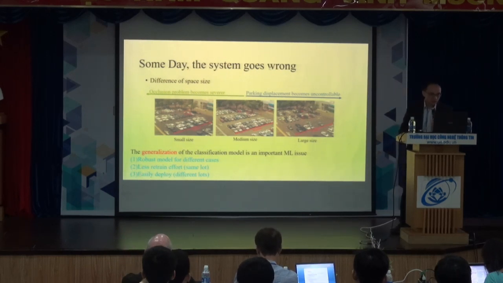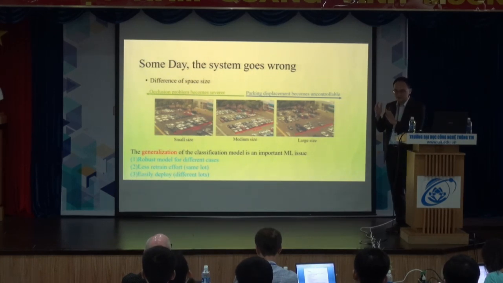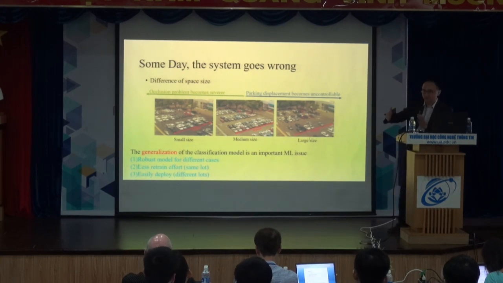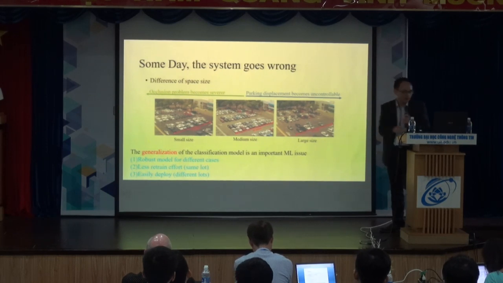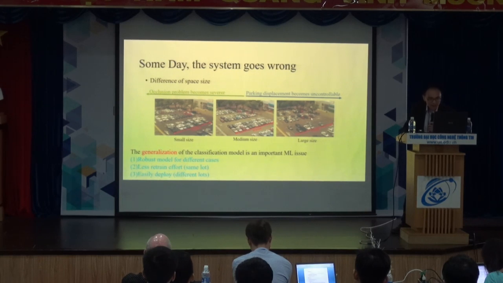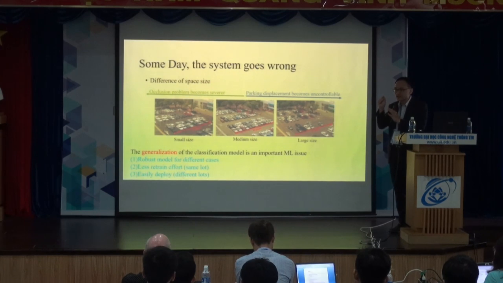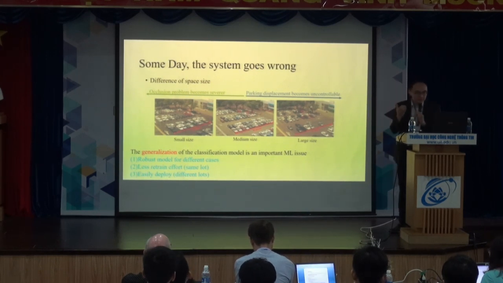So we tried to understand the problem. We found that when the size of the space is small, the occlusion becomes more severe. But when the size is bigger, for a small car, there is a displacement problem. Displacement problem is like this: there's a small car here, parked maybe on the left hand side, so there is some extra space. For people, sometimes they may misunderstand that there is some space here, but it's not big enough.